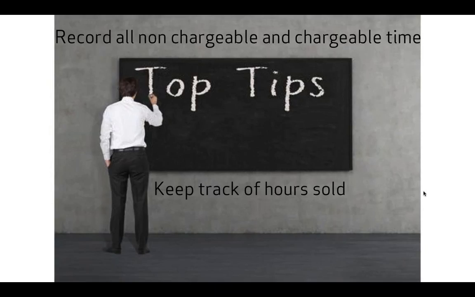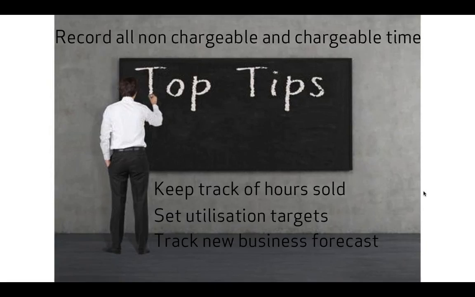So trying to achieve selling more than you have available, like I just said, reduces the risk of not having enough work to keep them utilized. Okay, just to summarize, tracking your setting utilization rates is obviously key with everything that I've just said, and then tracking a new business forecast as well.